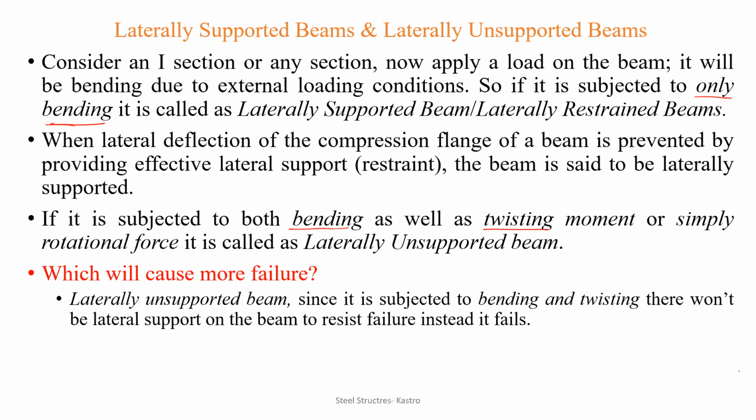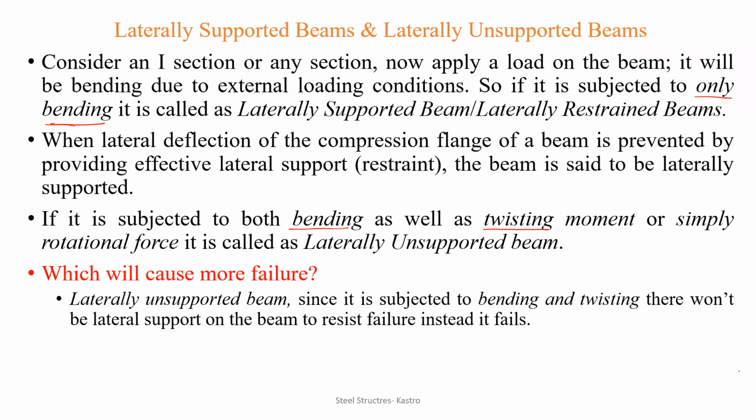So a laterally unsupported beam, since it is subjected to bending and twisting, doesn't have any lateral support on the beam to resist failure. So instead, it fails. Since in laterally unsupported beams you don't have any support to the member, it is quite sure that laterally unsupported beams will fail initially when you compare them with laterally supported beams.